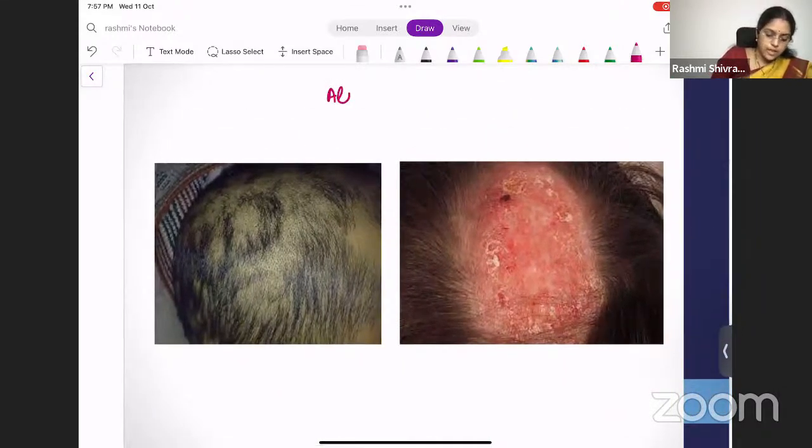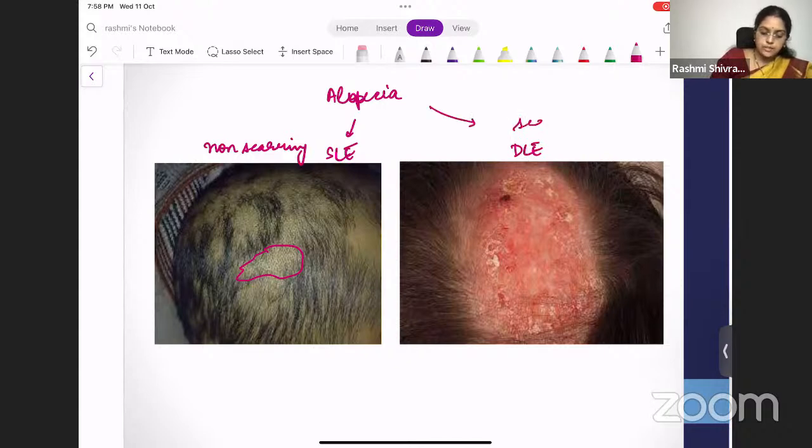Alopecia, right? Alopecia in SLE, you can see here, it is very, very diffuse and non-scarring. Whereas in discoid lupus, the alopecia will be scarring. Scarring alopecia in discoid lupus, whereas it's a non-scarring alopecia in systemic lupus. So the dermatological manifestations will be mainly what? Malar rash, discoid rash, then alopecia, non-scarring in SLE and scarring alopecia in DLE.